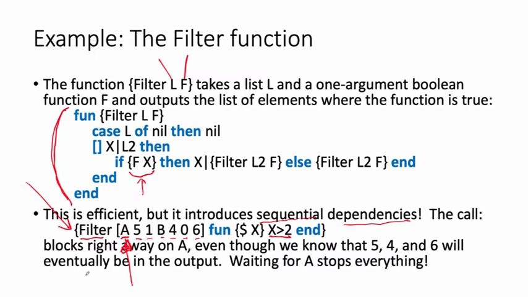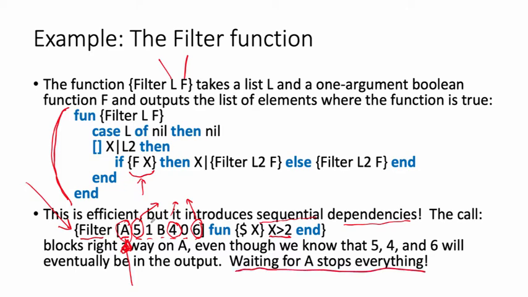But actually, that's kind of annoying, because 5, 4, and 6 are already in the list. And we know they're going to be in the output. We know that 5, 4, and 6 are greater than 2. They're going to be in the output, but we won't calculate that yet until A is bound. So the unbound A introduces a dependency. Waiting for A stops everything.